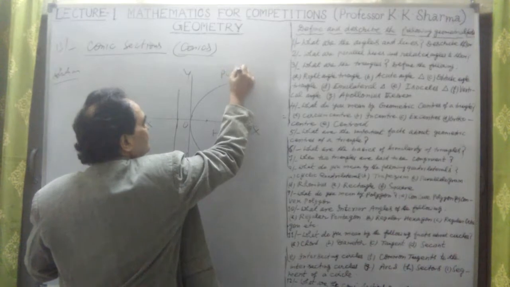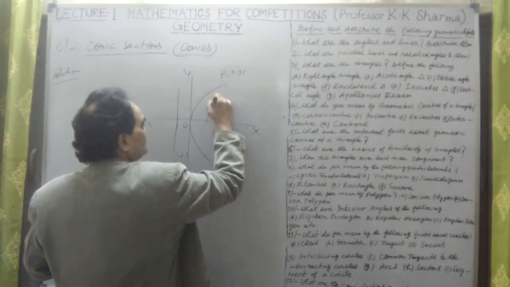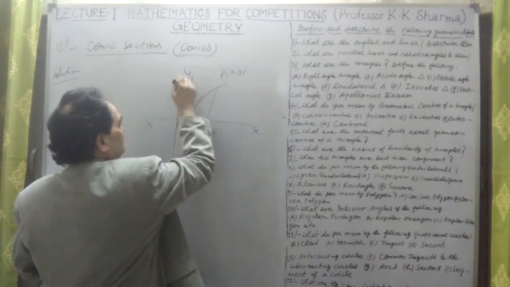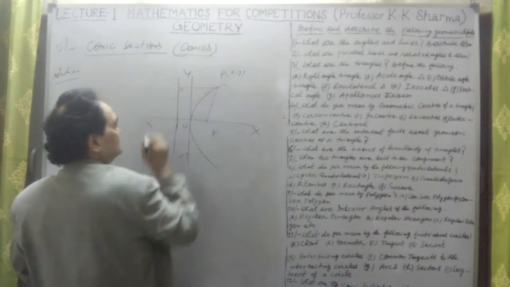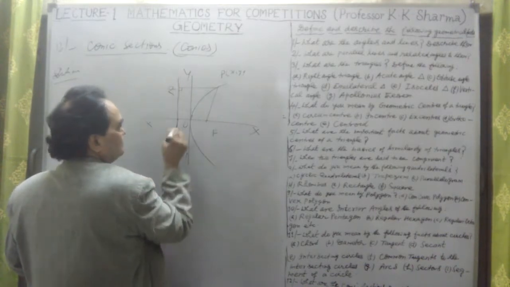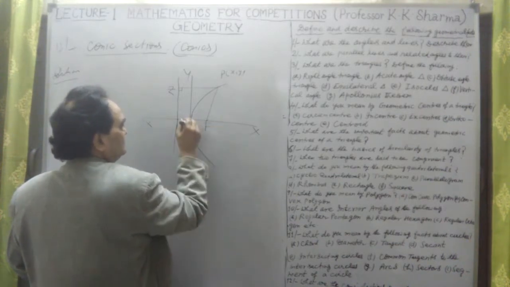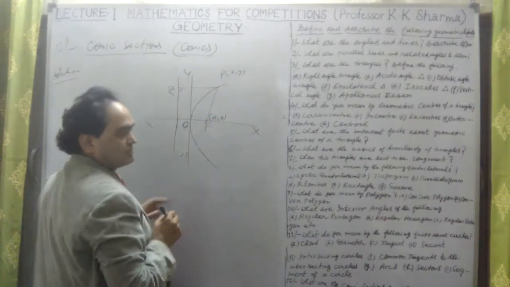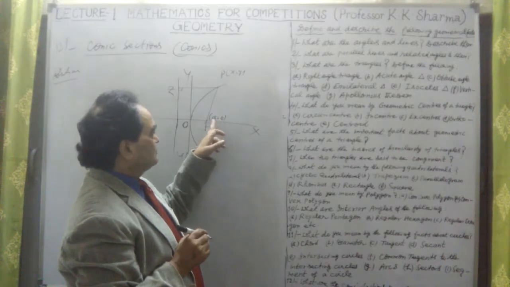The coordinates of P are x and y. If I join this, and from the directrix I draw a perpendicular from this point, suppose this is the point Z, and this is F. The focus is taken here, and this is the origin O. This distance is a. The coordinates of the F point are a and 0, where 0 is the y-coordinate and x is a.